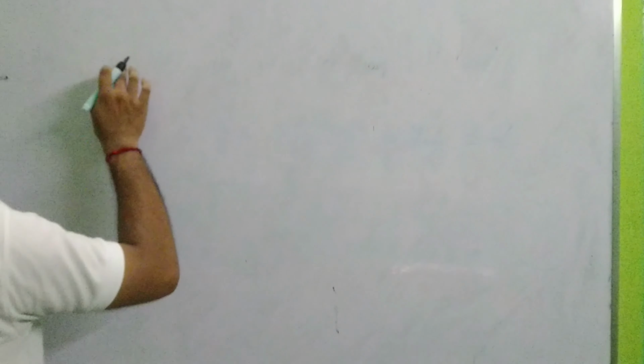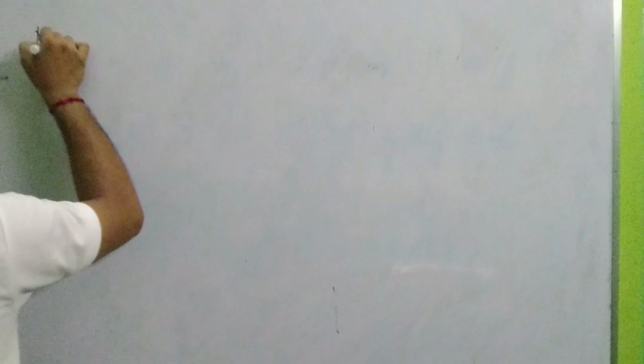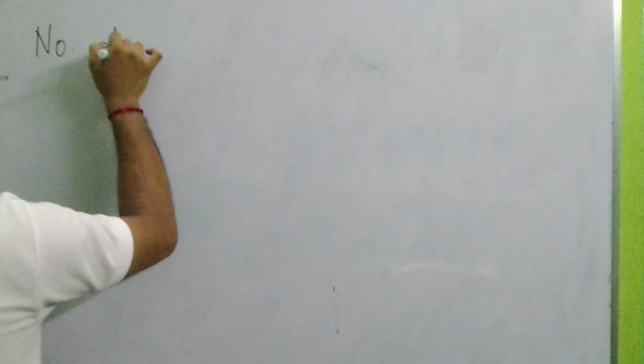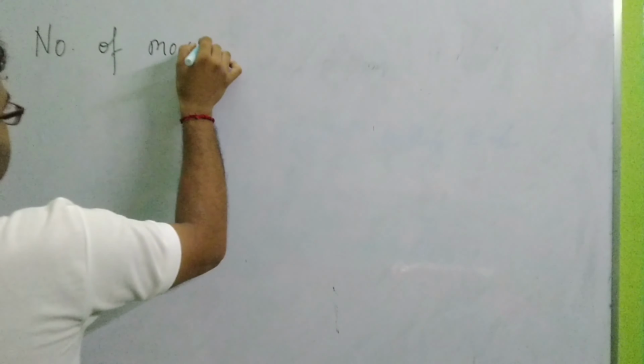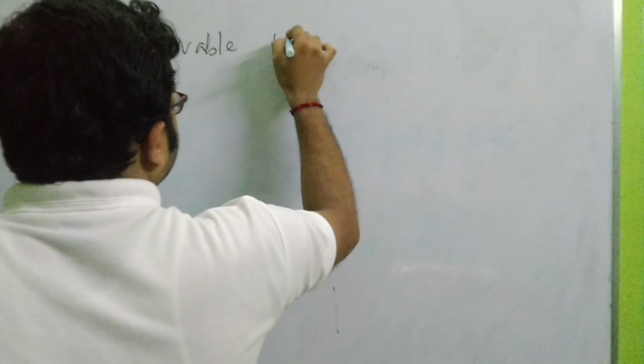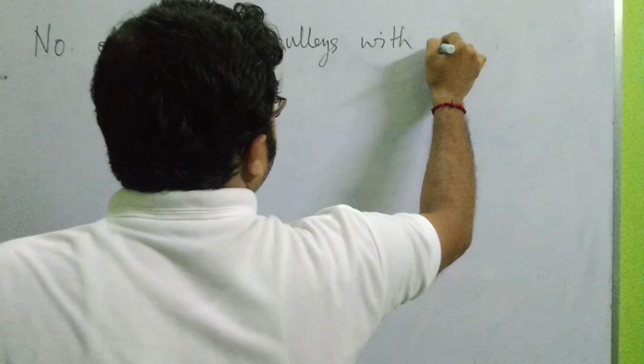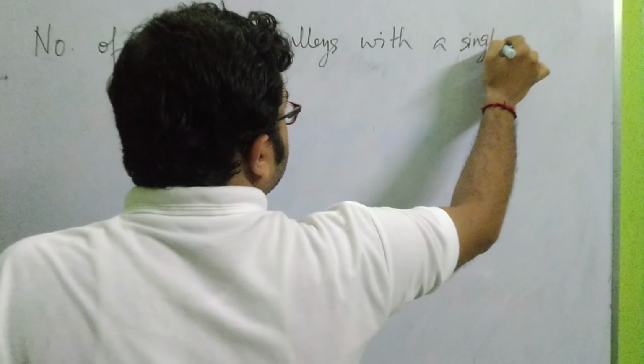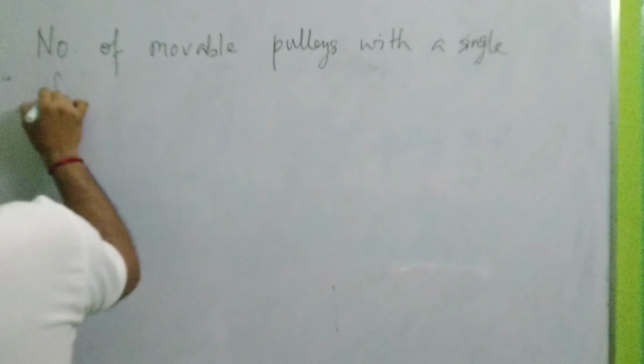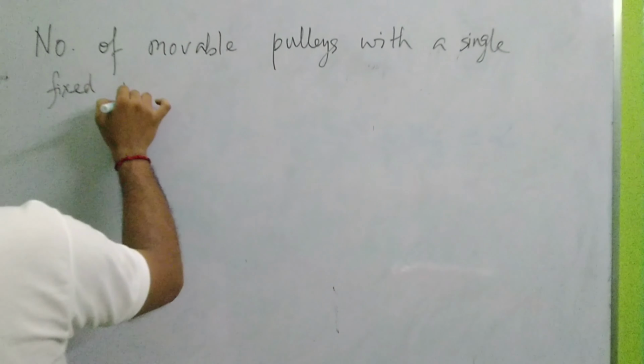Okay. So coming to the first arrangement, we are using a single fixed pulley with a number of movable pulleys. Number of movable pulleys used with a single fixed pulley. So what will be the arrangement?